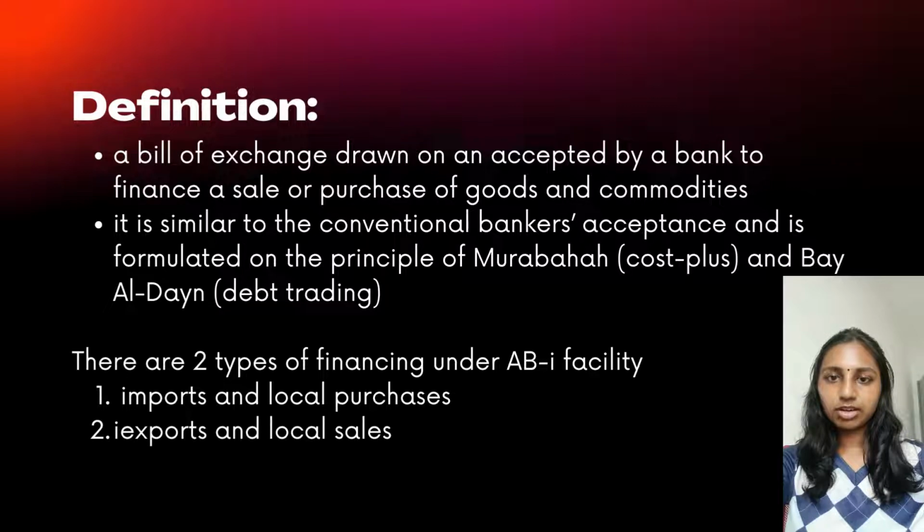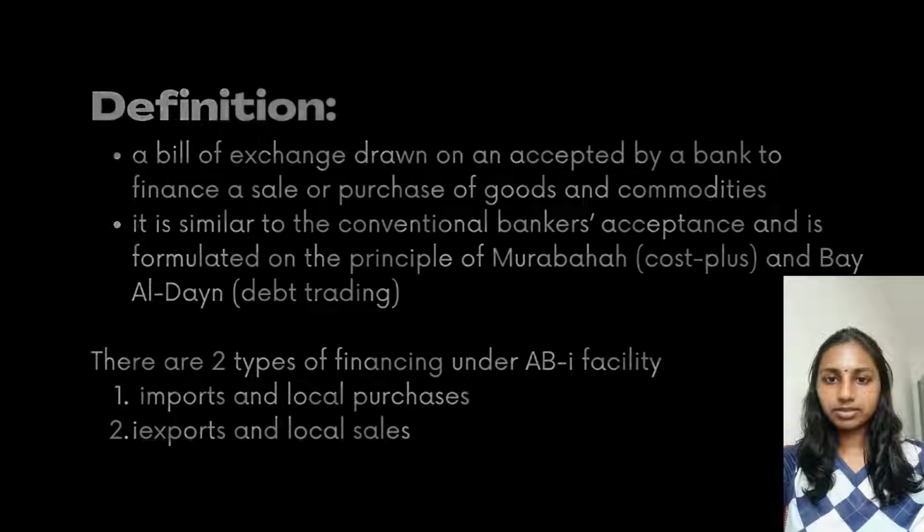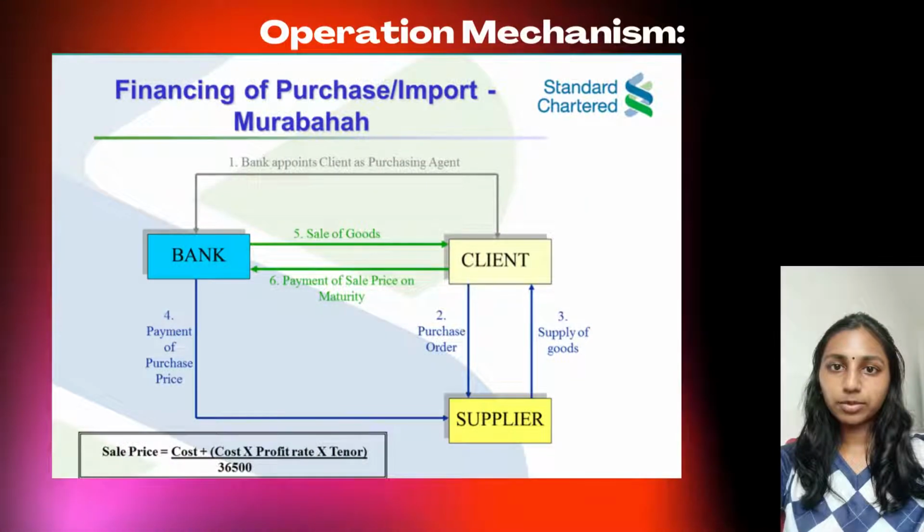It is similar to the conventional bankers acceptance, and it is formulated on the principle of Murabahah, cost plus, and Bai Al-Dayn, debt trading. There are two types of financing, named as import and local purchase, and exports and local sales. Now, this is the operation mechanism of import and local purchase.